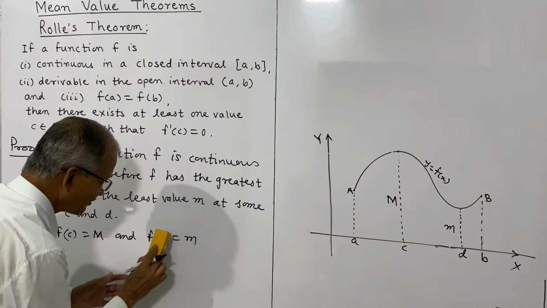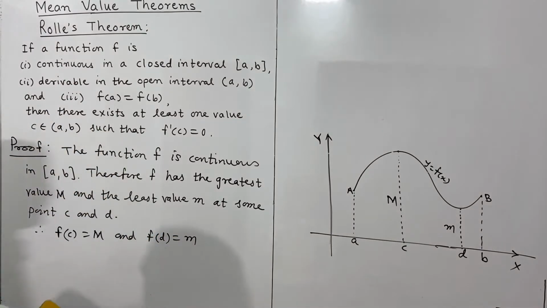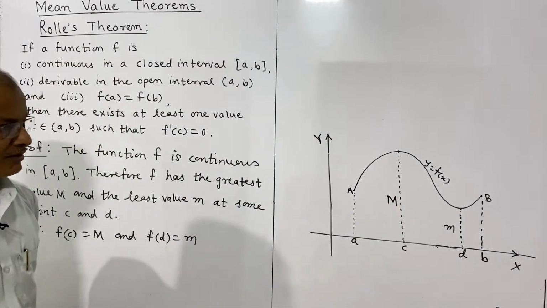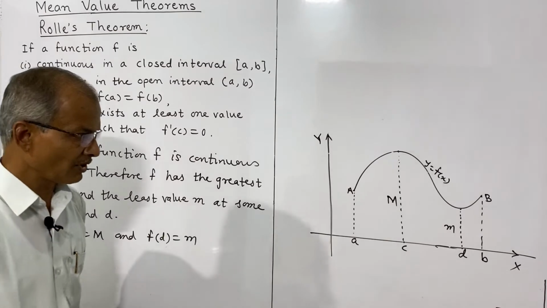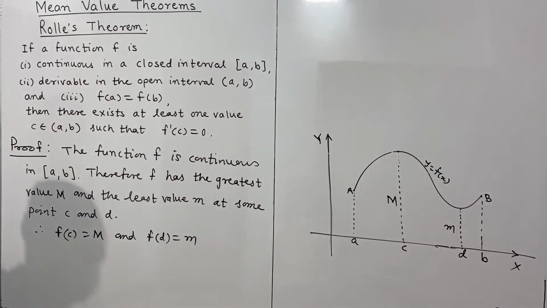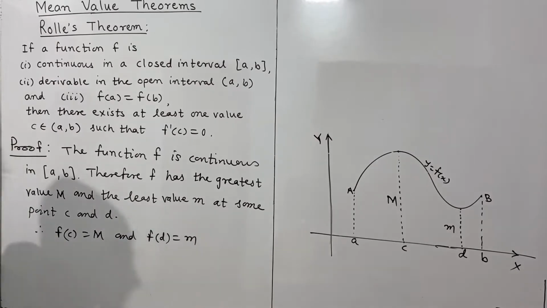So a smaller value occurs at point D, as we have assumed. This is the property of a continuous function: if a function is continuous, then it will attain a greatest value and a least value at some points. Thus f of C is equal to capital M and f of D is equal to small m.